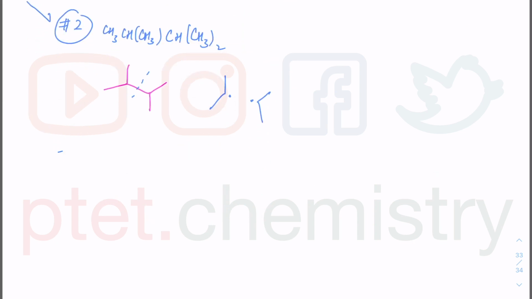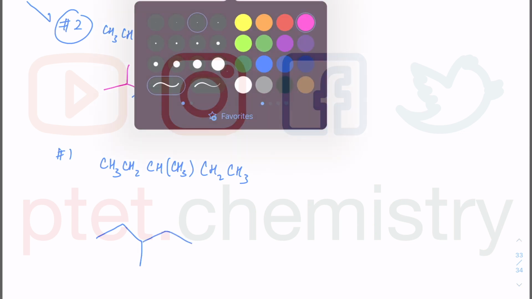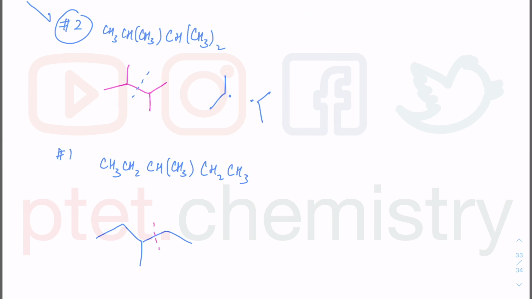How about option 1? If you look at option 1, CH3, CH2, CH, CH3, CH2, CH3. So let's try and convert that. CH3, CH2, CH, CH3, CH2, CH3. So how in the world do I get that? Well, I could chop there. Then I will get it like this. But this is 4 carbon and 2 carbon. Impossible from propane, which is 3 carbon.